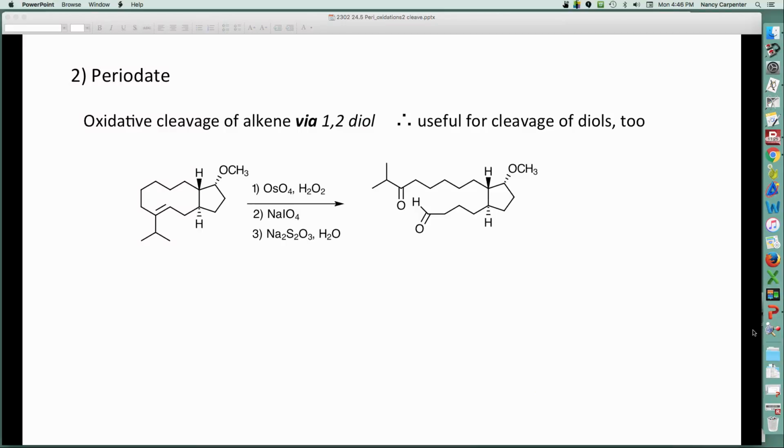Okay, so that was permanganate. What about periodate? Well, we said periodate is the one that gives us the aldehyde, and here's an example. Exactly right.